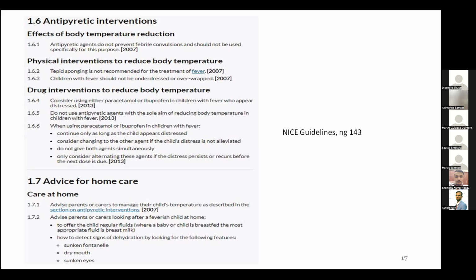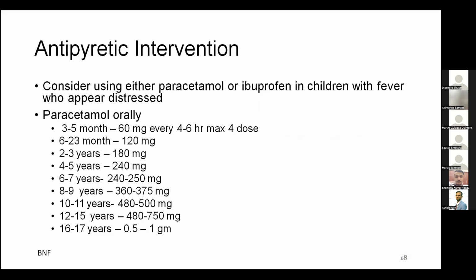If you go through the NICE guideline, you can follow this antipyretic intervention. We'll go into detail on my next slide. But before giving any antipyretic therapy, we have to be very cautious about all those things and advice for home care. For any antipyretic intervention, consider using either paracetamol or ibuprofen in children with fever who appear distressed. So we don't give paracetamol or ibuprofen to everybody with fever, but only when the child appears distressed, or parents are a bit concerned and don't think the child is well, then we can give some antipyretic intervention.